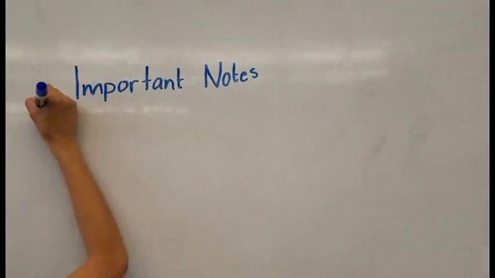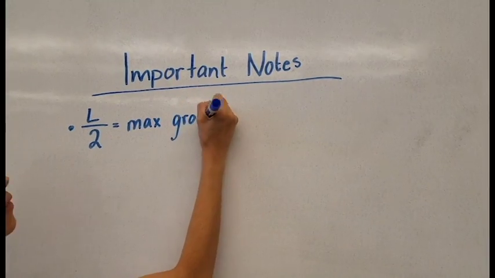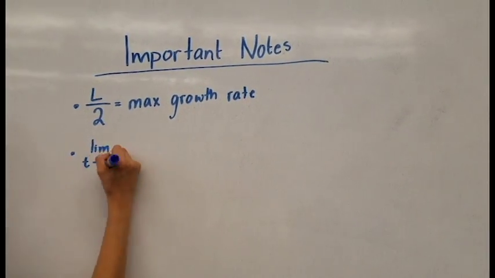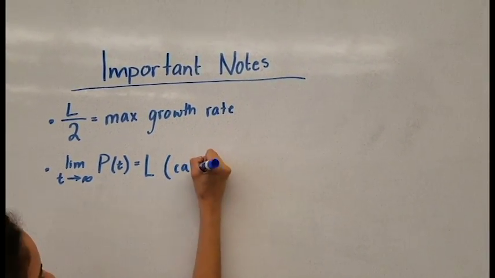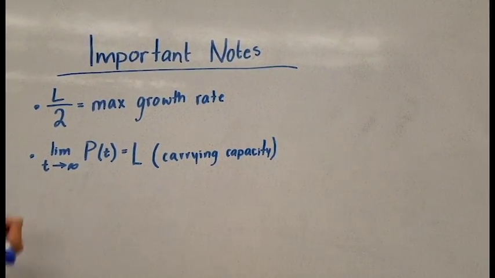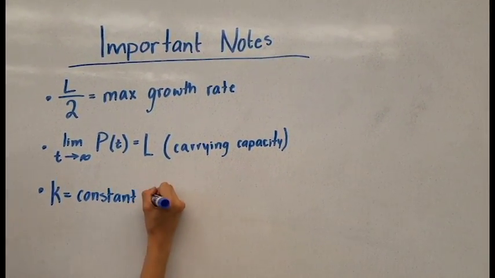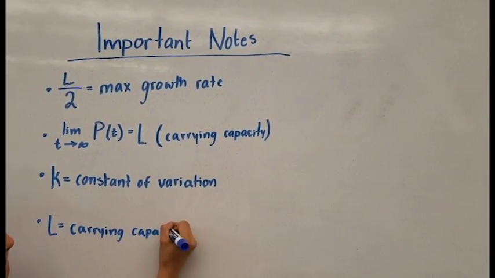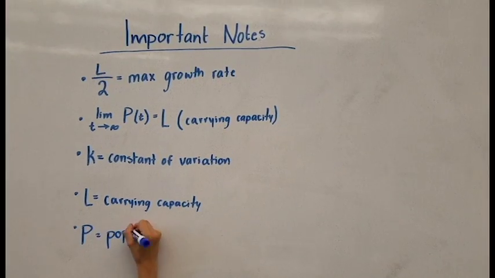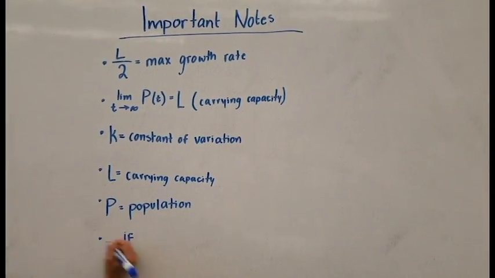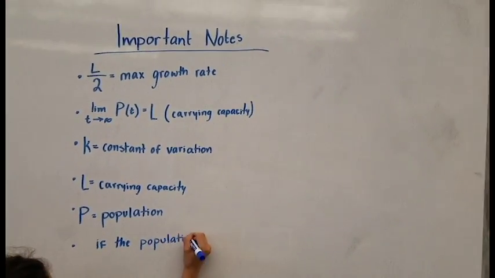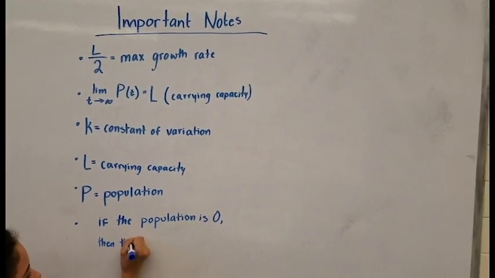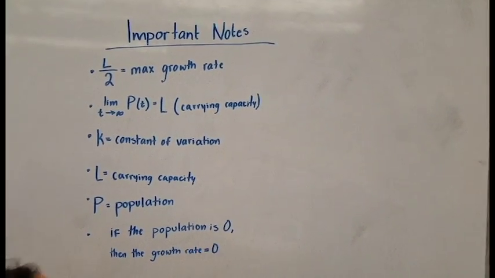Important things you need to know is that L over 2 is a max growth rate. As the limit approaches infinity, the population will equal your carrying capacity L. For variables, K is a constant of variation, L is a carrying capacity, and P is a population. Now, if we don't have a population at all, there is no way you can have any growth rate.